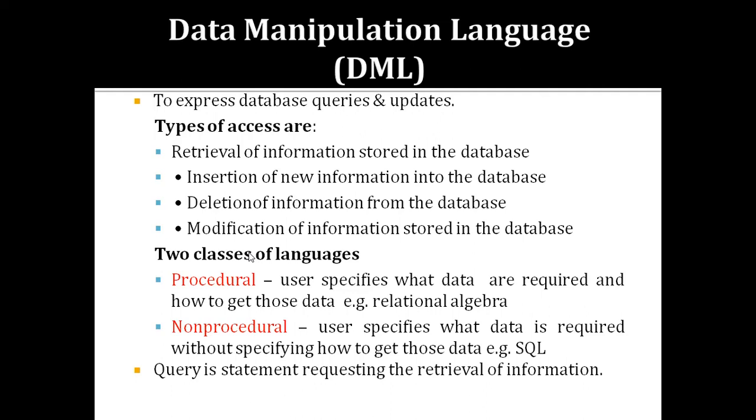With the help of how to get those data, some procedure is given for getting that particular specified data. According to that procedure, we get the particular data. For example, relational algebra is the basic example of a procedural language. The second one is the non-procedural language. The user specifies what data is required without specifying how to get those data. For example, SQL.